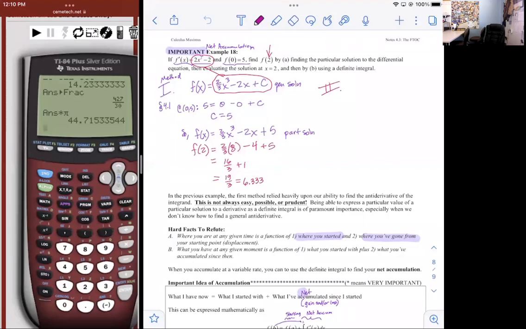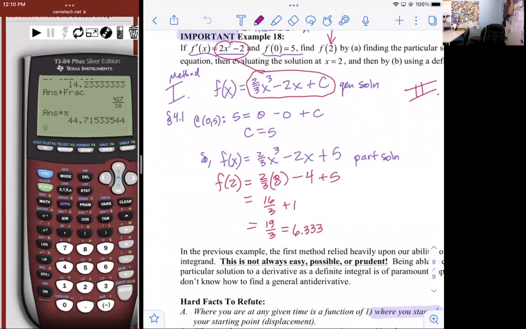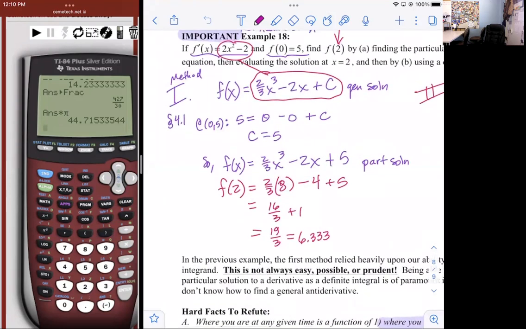All right, so important example 18. You can review what we did yesterday, but just a reminder: we found a general solution, then used an initial condition to find the particular, only to turn around and plug in another value of x to get what we wanted. It worked. It just relied on us being able to find the antiderivative.